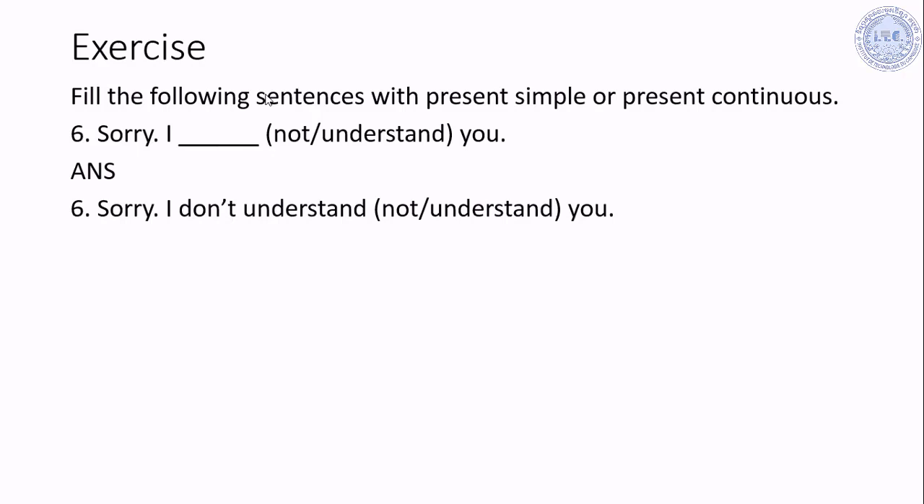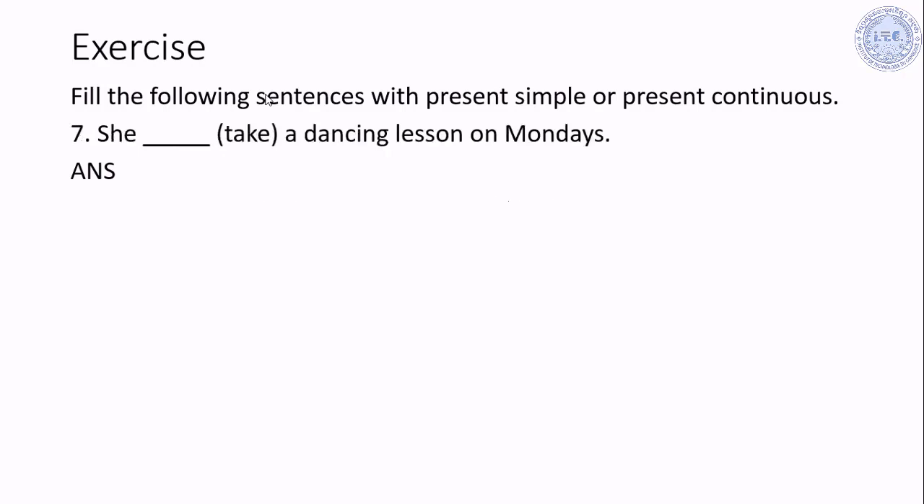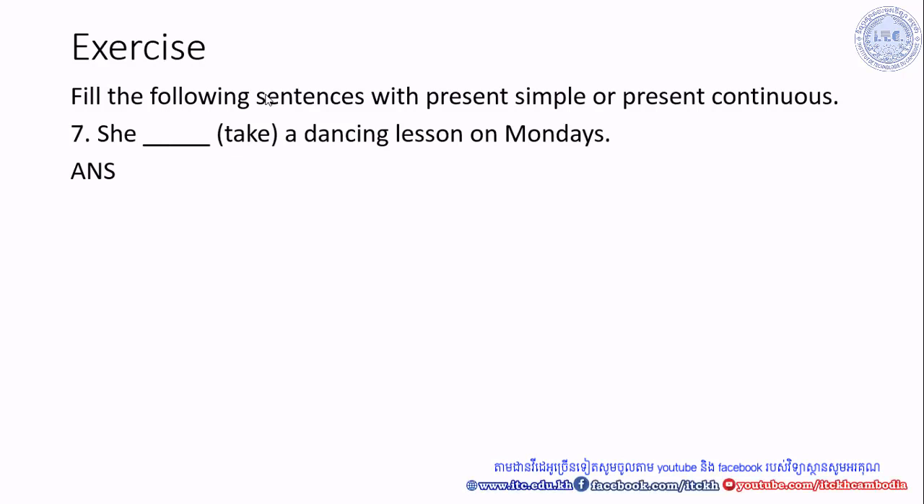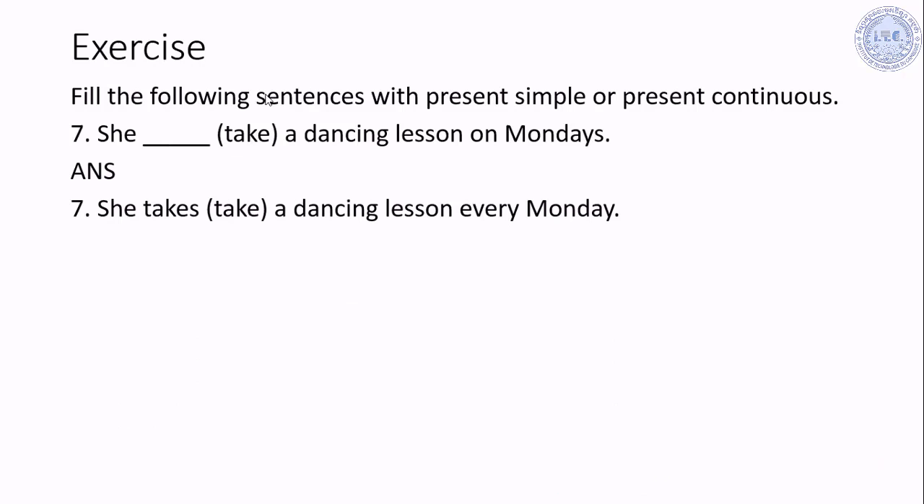And now let's take a look at number 7. She take a dancing lesson on Mondays. On Mondays here means every Monday. Every Monday is a repeated action. Repeated action is a habit. It's a habit, you have to use present simple. So it should be, and because the subject is she, you are going to need s. So she takes a dancing lesson every Monday.